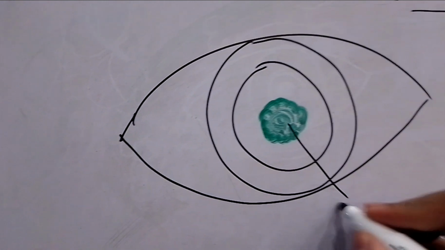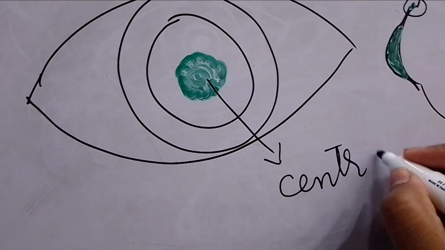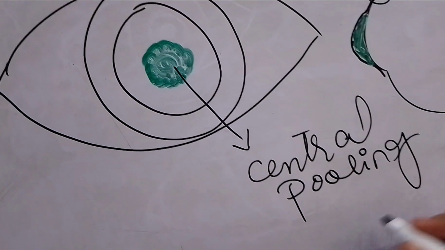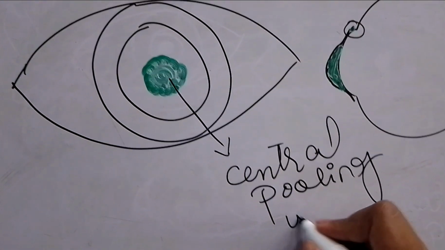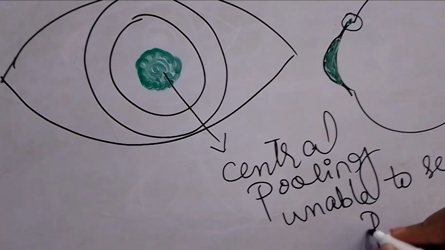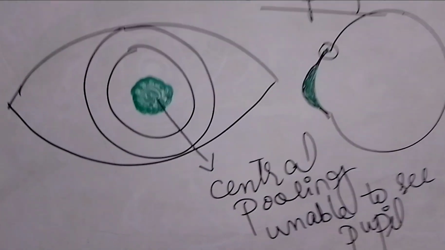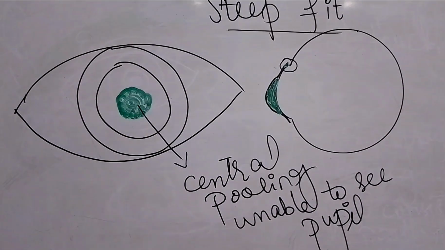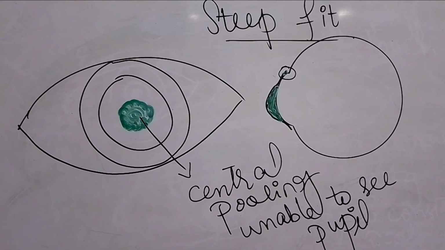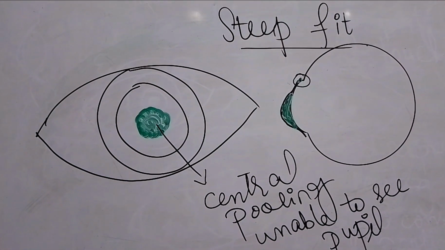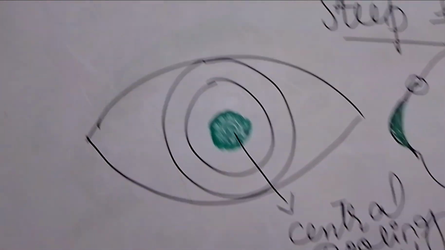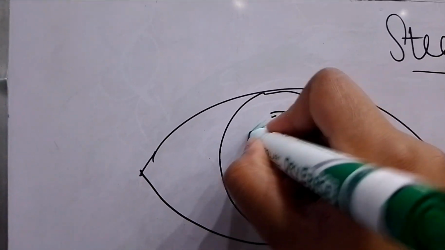There is a lot of central pooling or apical pooling in such a way that you are unable to see the pupil. That is what the steep fit means: there will be central pooling, and of course there will be peripheral pooling.